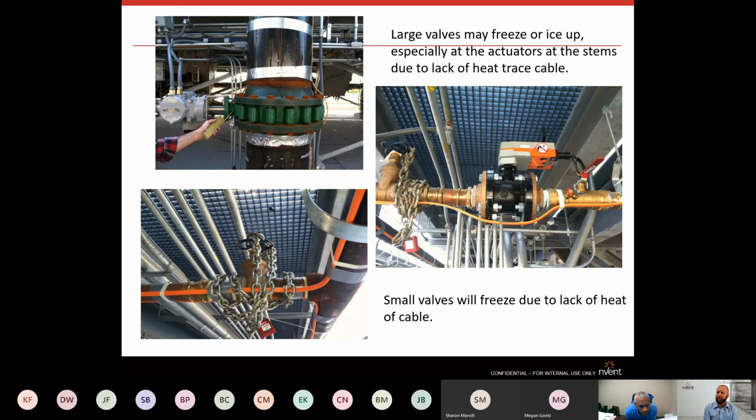So you don't want anything like metal like that, like chain, wrapped around that cable, potentially nicking it and causing a ground fault issue. That's a headache waiting to happen.